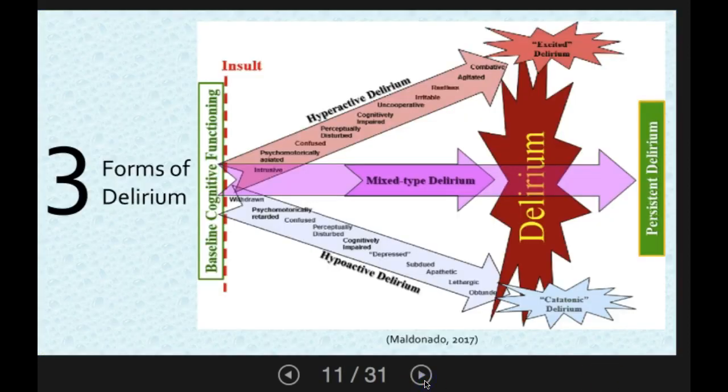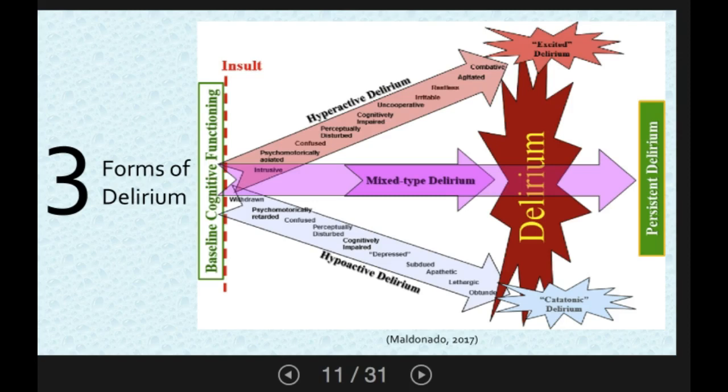Our next slide has just another way to visualize and understand and differentiate between the 3 subtypes of delirium, and to understand its symptomatic progression. So if you look at the hyperactive side, it starts with more psychomotor agitation, and then increased confusion, and progresses to cognitive impairment and restlessness and agitation, and that very combative state.